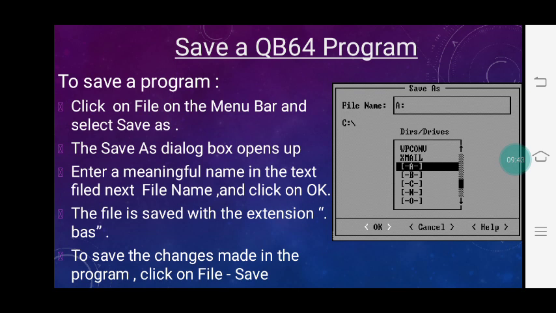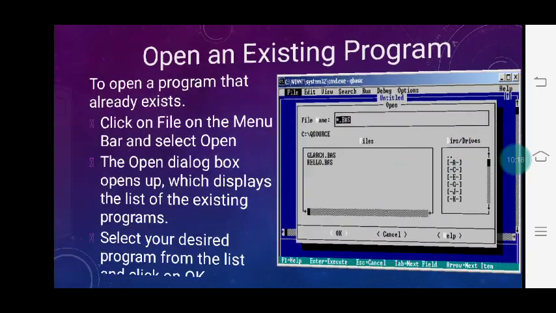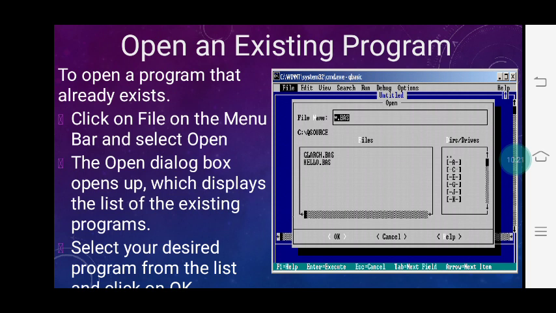Now let us see the steps to save a QB64 program. To save a program, click on File on the menu bar and select Save As. The Save As dialog box opens up. Enter the name in the text box, or in the text field next to the file name, and click on OK. The file is saved with the extension .bas. To save the changes made in the program, click on File and Save. So these are the steps to save a QB64 program.